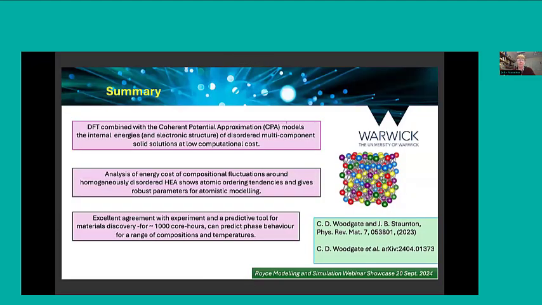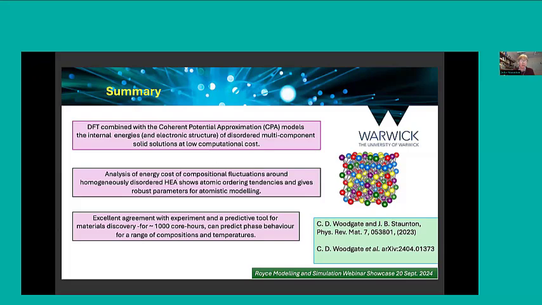And then finally, just let me summarize what I've wanted to say today. So I've reported on an approach which uses the world tried and well used density functional theory method for describing systems in terms of their electrons and nuclei, but we've combined it with this coherent potential approximation approach to describe the disordered multi-component solid solution at a rather low computational cost, which is reasonably accurate.